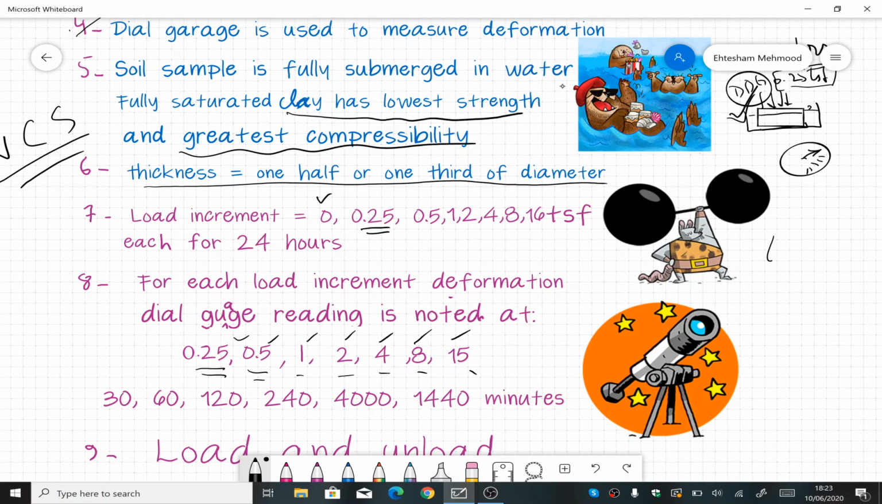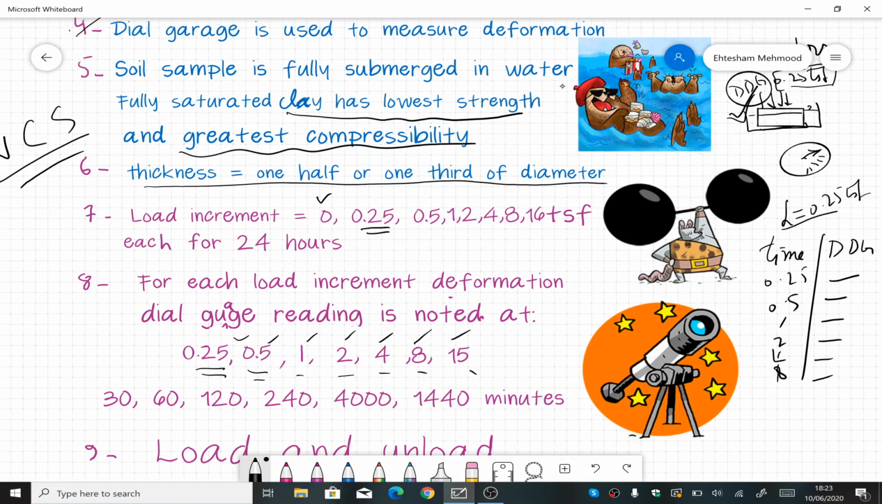So at the end of the day, when I complete an experiment, I will have the data that for a load of, let's say, 0.25 TSF, I will have time and dial gauge reading. So the time values at 0.25, at 0.5, 1, 2 and so on would be this, and this way we are going to note the readings. But this is for a particular load.